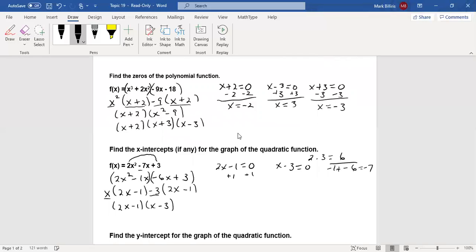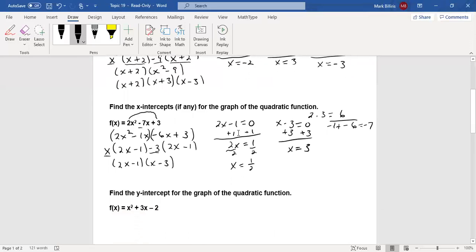So we'll add 1 to both sides and then divide by 2. So one of our x-intercepts is 1/2. And for the second one, we're going to add 3 to both sides. And our second x-intercept is positive 3.